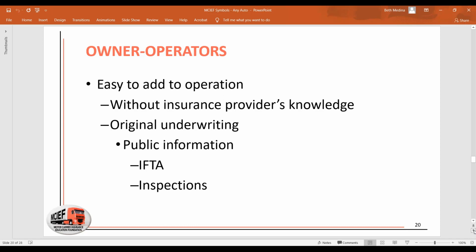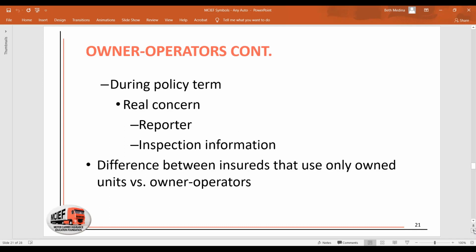So because of owner-operators, this is where it's tough to have any auto, or not easy to have any auto, because of how we want to understand that, particularly when we have the vehicle listing requirements. So during the policy term, the real concern would be a reporter that will match the inspection information. So if we have a monthly reporter where we report the vehicles listed, then the inspection information, we will go back again and see what vehicle is being inspected.